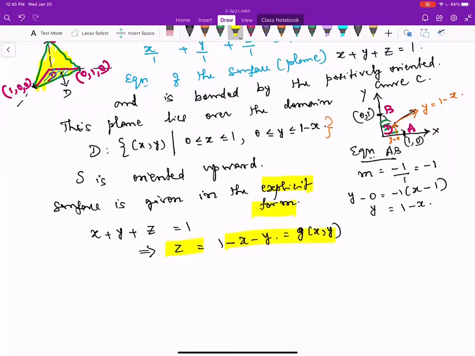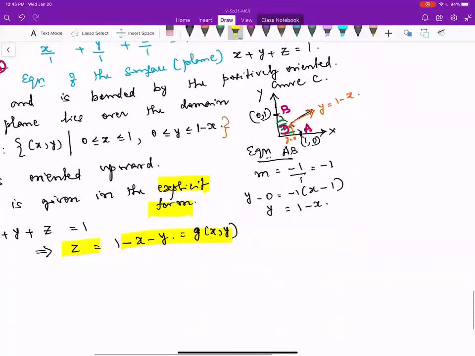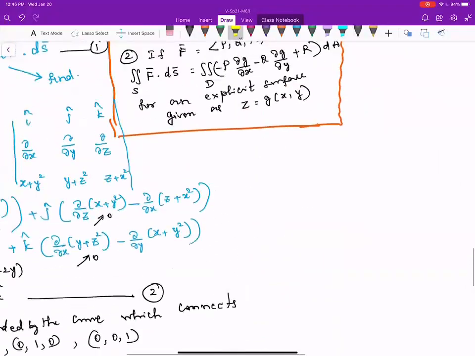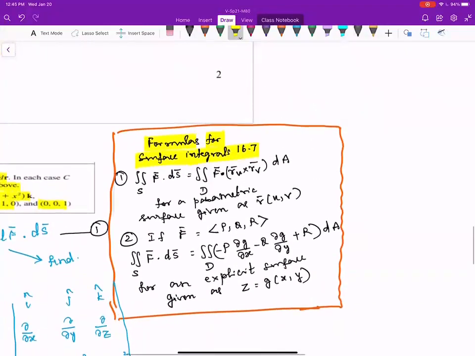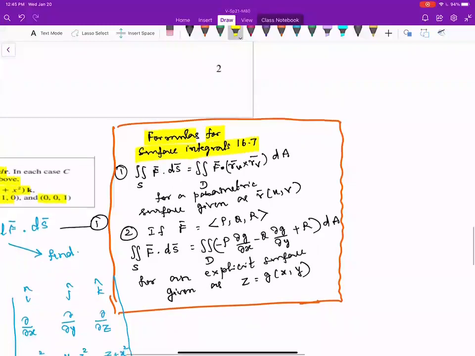Why do we say this? Because we have to take the appropriate formula that we learned for surface integral. So we saw one formula for parametric, one formula for explicit surface. Let's recap that idea that I mentioned earlier. Formulas for surface integral from 16.7, I just listed them for you. The first one, double integral over S F dot dS is double integral over the parametric domain D of F dot (r_u cross r_v) dA, for a surface given in parametric form with the help of r of u, v.